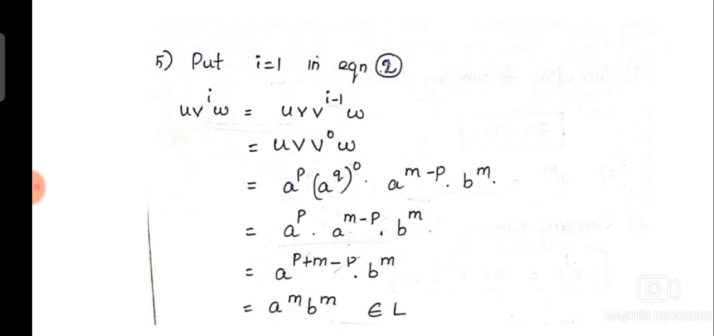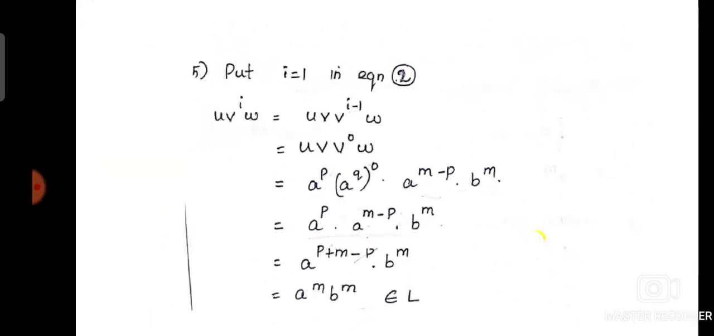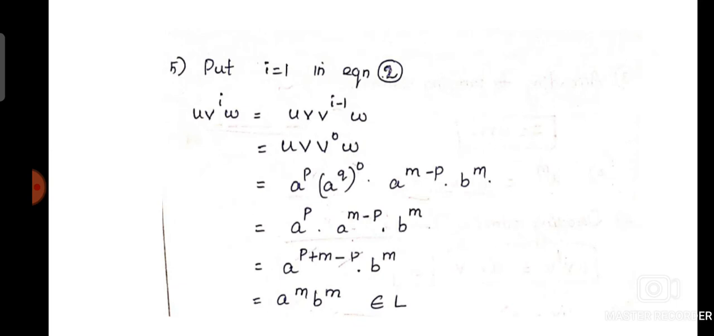So when we substitute the values, we have to substitute the values for uv, v and w. uv is a power p, v is a power q power 0, w is a power (m minus p) dot b power m. And we have to simplify it. A power p into a power q power 0 becomes a power p into a power 0, and a power 0 becomes 1. And the remaining terms, again we have to simplify for a. So finally we get a power m dot b power m. So this is the string format which belongs to our language.